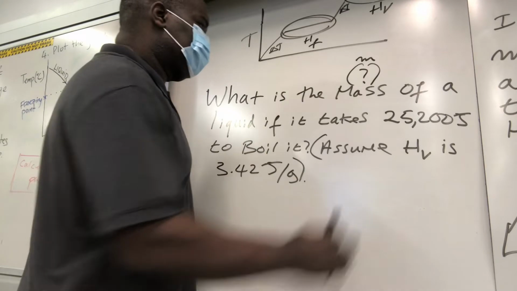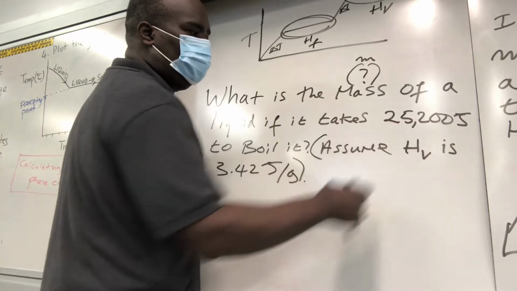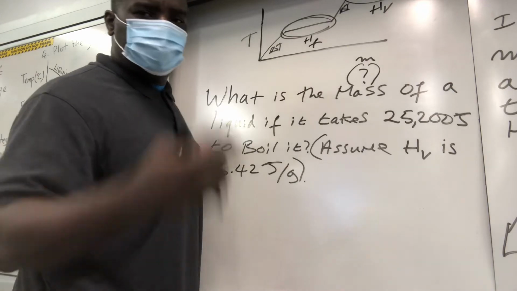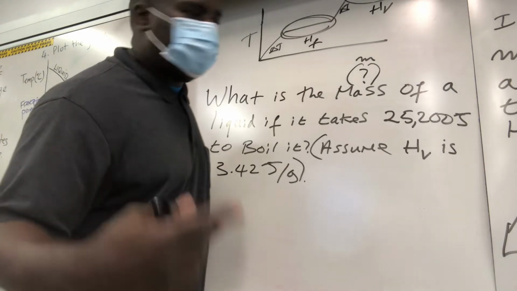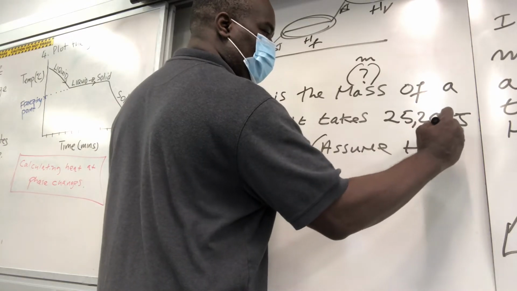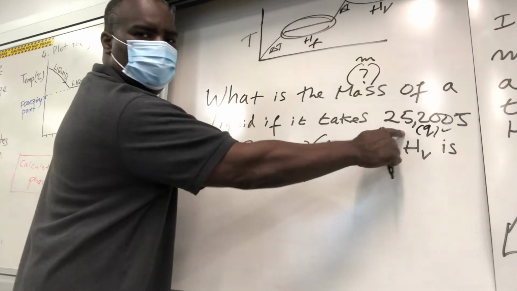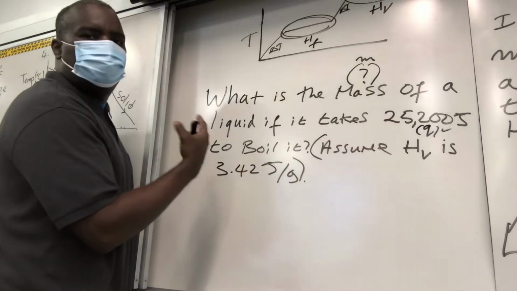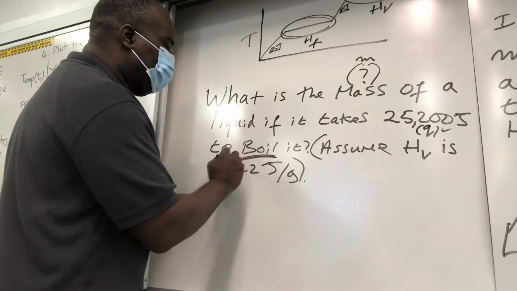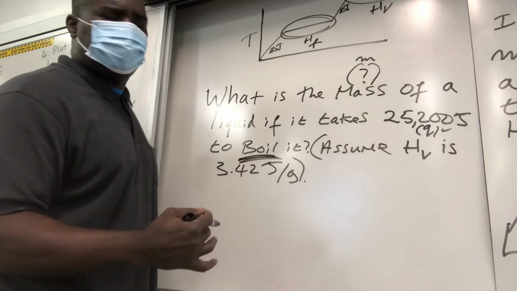And you keep reading. Okay, the liquid, if it takes 25,200 joules. Now we know from experience, joules represents heat energy, right? So we know that's our Q. We're good to go. You keep reading. Okay, so it takes 25,200 joules to do what? To boil. So you underline boil. We are boiling, also known as vaporization, right? That's key right there.